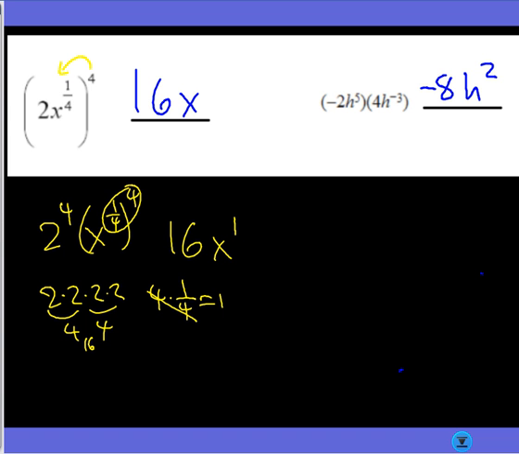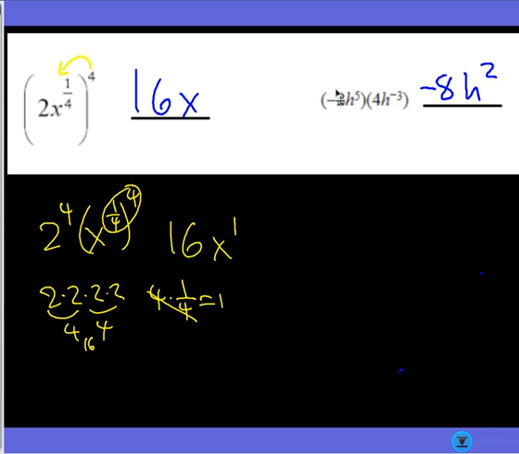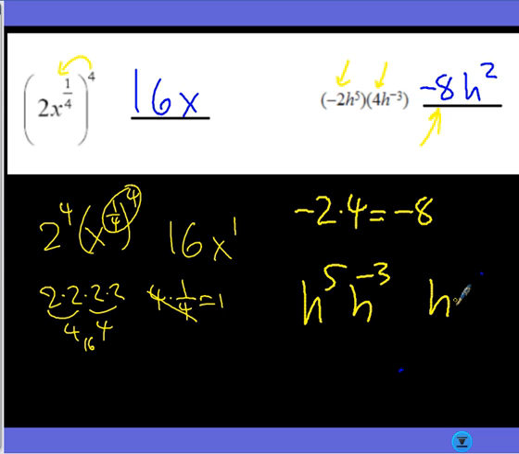Over here on the other side, we ended up with negative 8h squared. So again, the 2 and the 4 do not have an exponent. So I'm just going to multiply those. So it's negative 2 times 4. That's the negative 8, and that's where that came from. Right? And then I have the h to the 5th, and the h to the negative 3. So that's h to the 5 minus 3. Product rule. Multiply numbers of the same base. Add exponents.